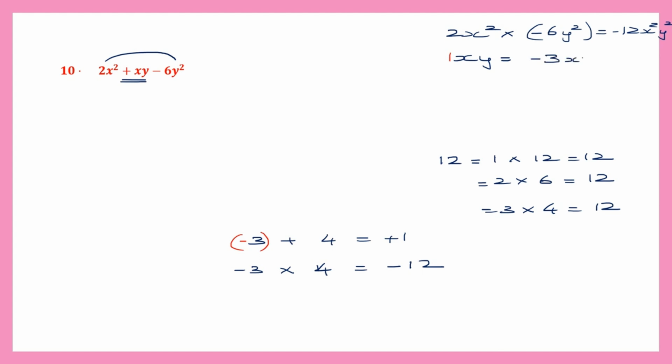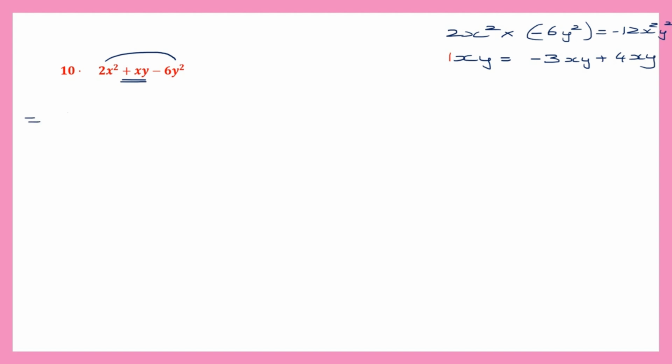Minus 3xy plus 4xy. So can you see I have split this into two terms, minus 3xy plus 4xy. When I work this out, I'll get this. And when I multiply this, I will get this. Okay. Let's go back to the question. The first term as it is. The second term we have split. We have got minus 3xy plus 4xy. And then the last term as it is, minus 6y square.